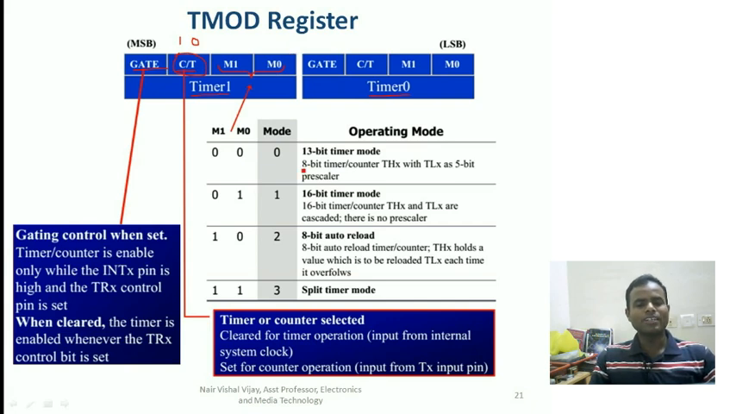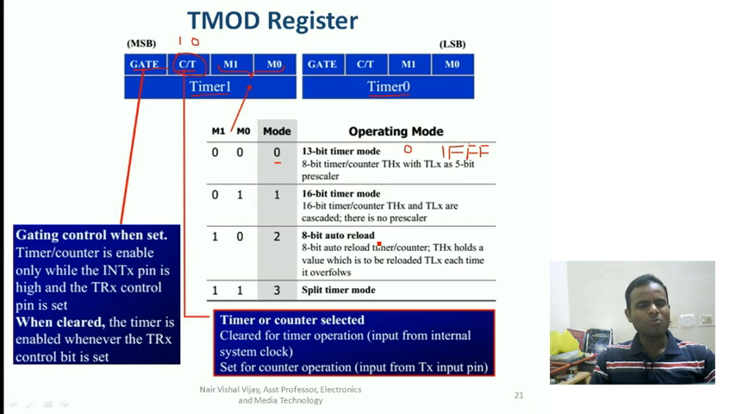What is mode 0? Mode 0 is called a 13-bit timer mode. That is, you can count a maximum 13-bit number, from 0 to 1FFF. Whereas mode 1 is a 16-bit timer. You can count any number between 0000 and FFFF. Mode 2 is 8-bit auto reload mode. We'll discuss in detail what these modes are, but it can count any number from 00 to FF, or 0 to 256. And mode 3 is a split timer mode.